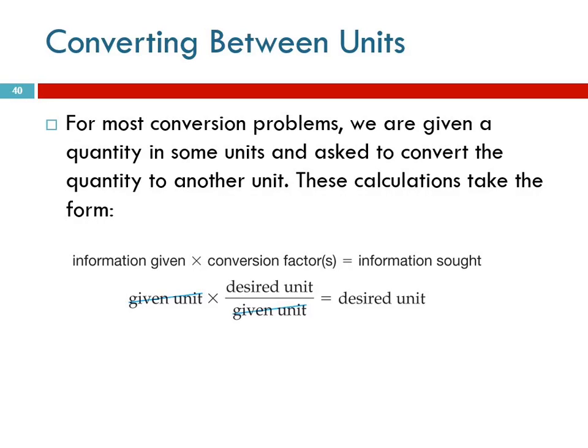So, for most conversion problems, what happens is you're given a quantity in one unit and you're asked to find that same quantity in a different unit. And these will take this general form. There's some information that's given. You'll need a conversion factor, there may be more than one, and that will get you to the information that the question is asking you to find. So a given unit times a conversion factor will give you the desired unit.